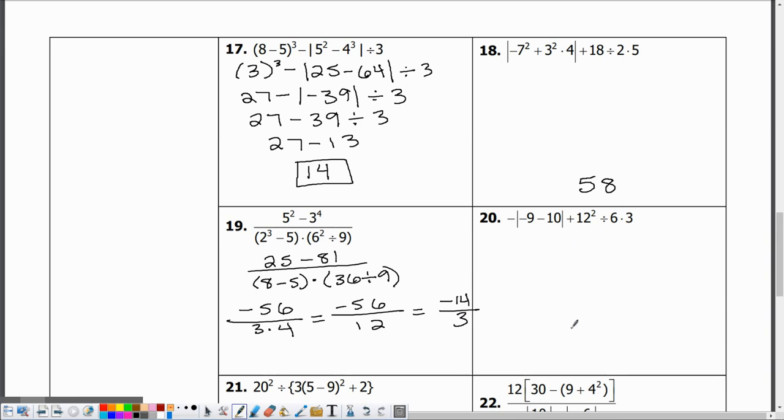Okay, for number 20, you should have gotten 53. Keep in mind when you're solving this, that when you're doing this negative absolute value of this, so negative 9 minus 10 is negative 19. You're taking the absolute value of the negative 19, which would be 19, but there's a negative value out front, so that would stay. So this would stay negative 19 plus the rest of the problem.